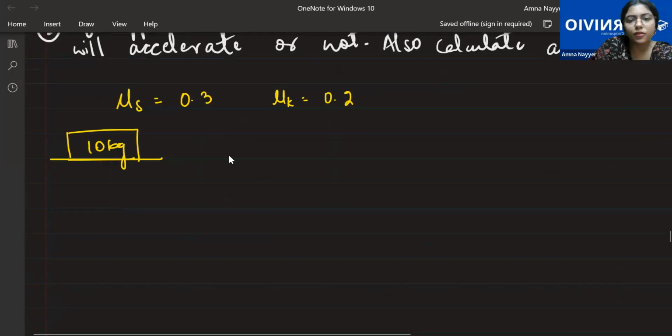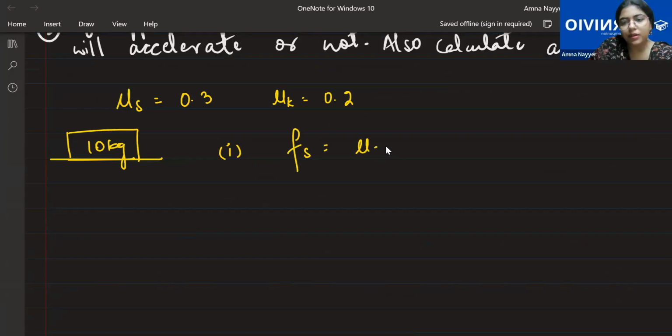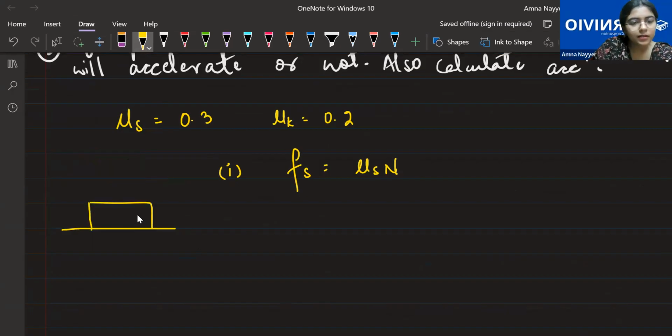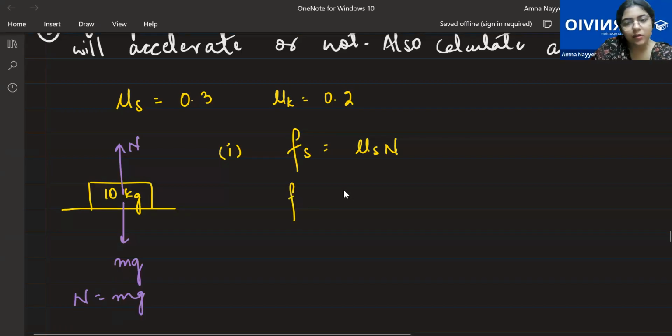That we'll do using the formula. See, force of static friction will be mu s into N. Now look here, when we draw the FBD of this figure, this is 10 kg. This is the normal reaction. Downwards we have mg. So N will be equal to mg. So Fs will be equal to mu s into mg.